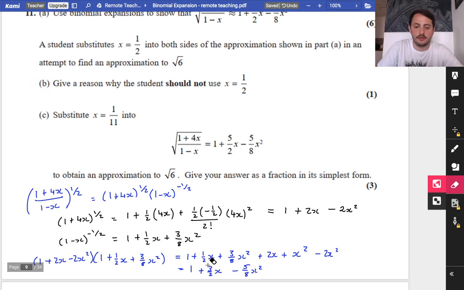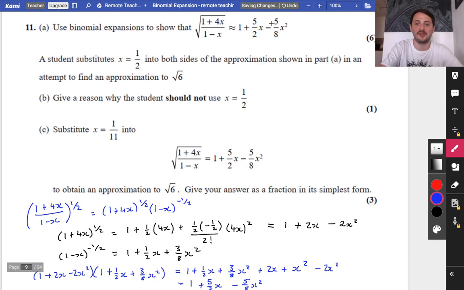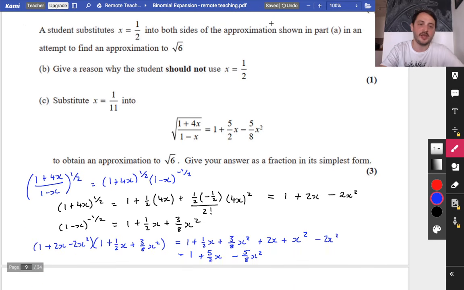A half plus 2x is 5 over 2x. That's where it's great when they tell you to show what the answer is equal to. So we've got 5 over 2x minus 5 over 8x squared. Okay, a student substitutes x equals a half into both sides of the approximation shown in part A in an attempt to find an approximation to root 6. Give a reason why the student should not use x equals a half.